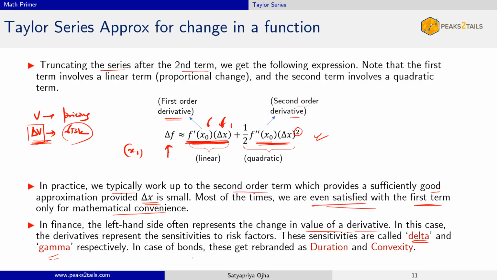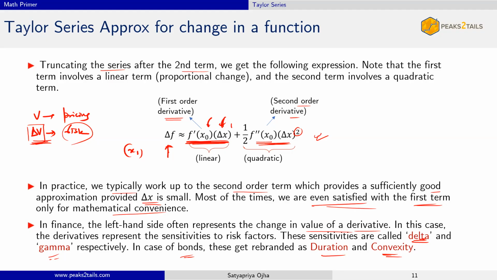And in case of bonds, we have special names. These terms get rebranded as duration and convexity. Duration is the first order change. Convexity is the second order change. That is bond lingo. But in general, we say for options, we have delta, gamma. Not just for options, you can also say like forwards. What is the delta of a forward? You can do that. Delta and gamma are more generic. Duration, convexity are specifically for bonds.